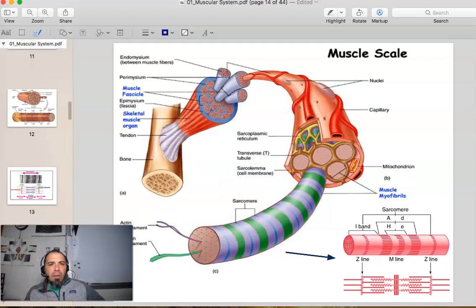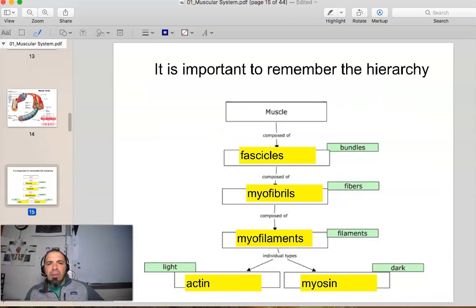So here's again some muscle to scale, just showing new structures again, going from largest to smallest. You can see the bone, the tendon, as we break it down smaller and smaller. So here, it's important to remember this hierarchy.